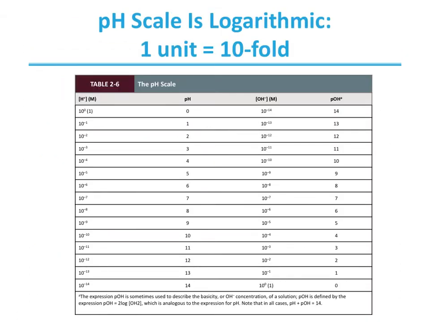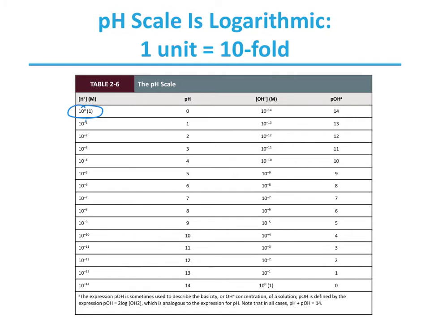This table shows the pH scale and relates pH and pOH to the concentrations of hydronium ion and hydroxide ion. So if your hydronium ion concentration is 1 or 10 to the 0, then the pH is 0 because the negative log of 1 is 0.